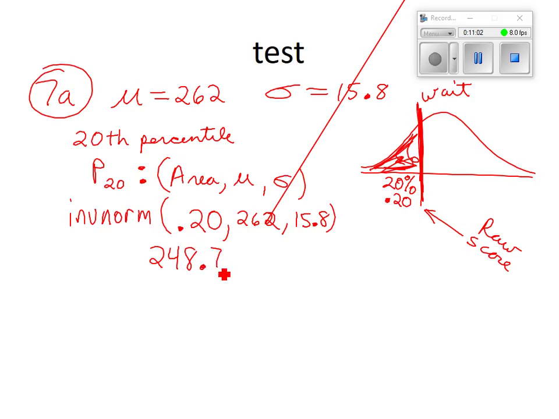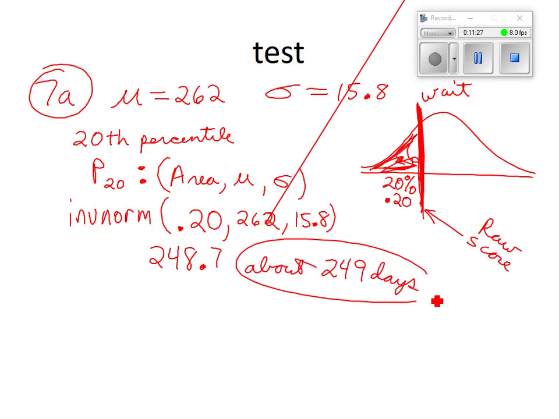Remember what you're looking at here. We're saying that this person, this guy right here, is waiting for his heart transplant, and he's at the 20th percentile. How many days are we expecting that he's going to have to wait? About how many? About 248, 249 days. So they're going to have to wait about 249 days.